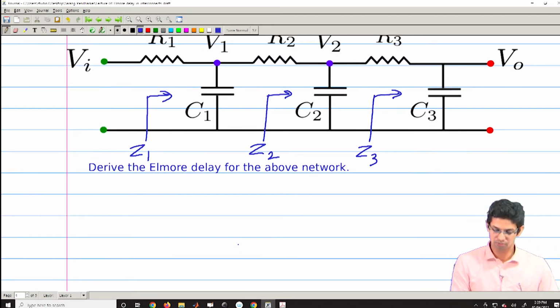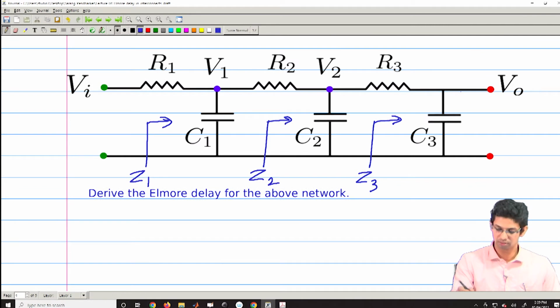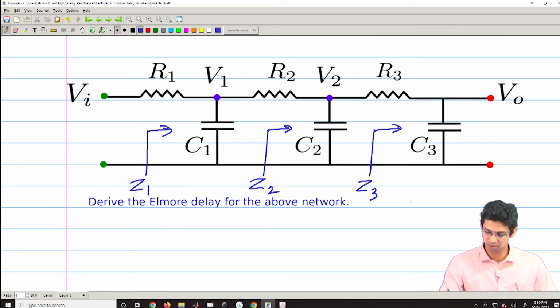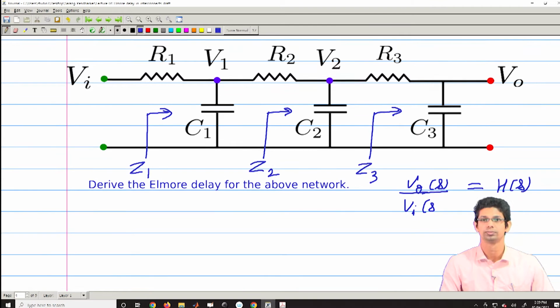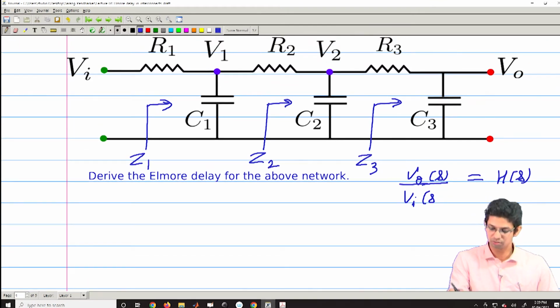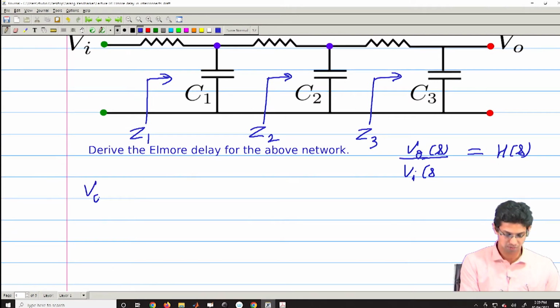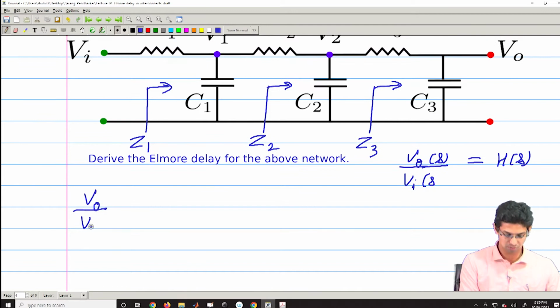What we want finally is V_out by V_in. This is what we want to find out. So, we will go in stages. We will first find out what is V_out of S by, not V1, sorry, what is the voltage here, V2 of S.